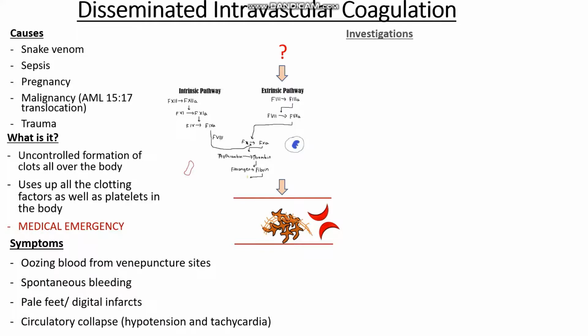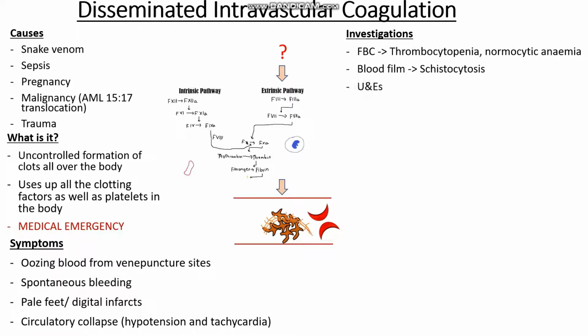So what sort of investigations are we going to want to do? Well, we're going to want to start off with some basic bloods. And the first thing we do is a full blood count. Now, because this is a microangiopathic hemolytic anemia, we're going to see a thrombocytopenia and a normocytic anemia. The next thing that we're going to want to do is a blood film. The reason we do a blood film is to detect these things known as schistocytes. And schistocytes is, again, like I've said before, where a red cell is cleaved in half, leaving these helmet-shaped remnants of the red blood cell.